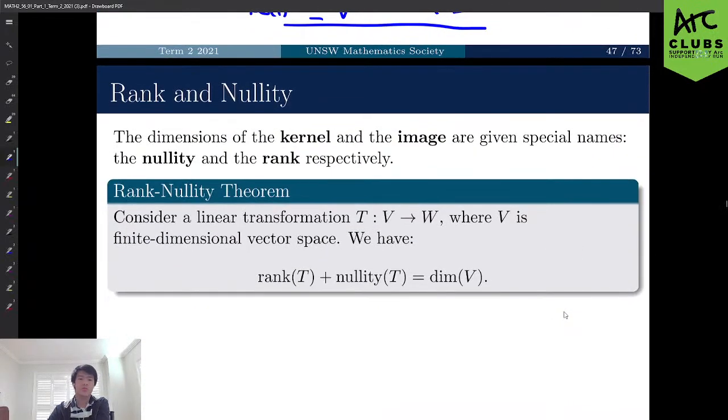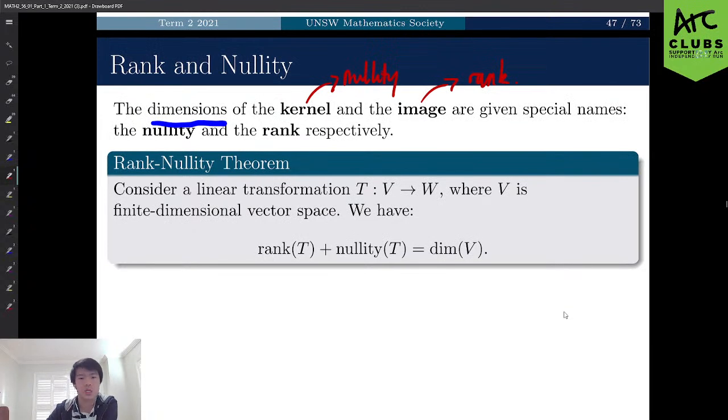So when we talk about the kernel and the image, we like to talk about the dimensions of the kernel and the image, and they're called the nullity and the rank respectively. The dimension of the kernel is called the nullity, and the dimension of the image is called the rank. And we have this nice property that if we add the rank of T to the nullity of T, we just get the dimension of the domain, right?